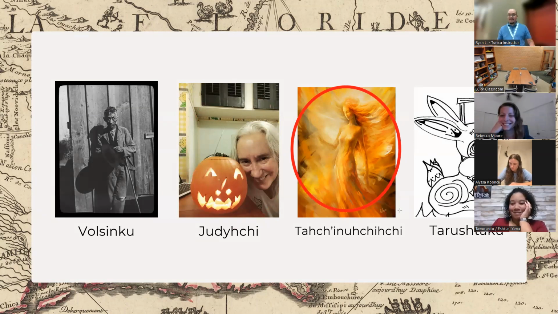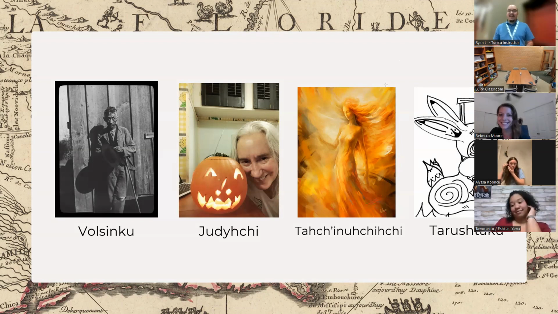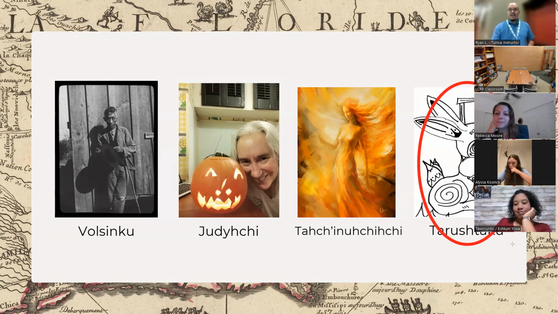Tihchi, now everybody follow along with me. Tahch'i Nuhchihchi tetisa. Tahch'i Nuhchihchi tetisa. Could have really cheated it and gone with Sun Woman Chi, but there are multiple ways. All of them, Hotu, but the proper way would be Tahch'i Nuhchihchi. And then Ma Tarushtaku Otisa. Tarushtaku Otisa.